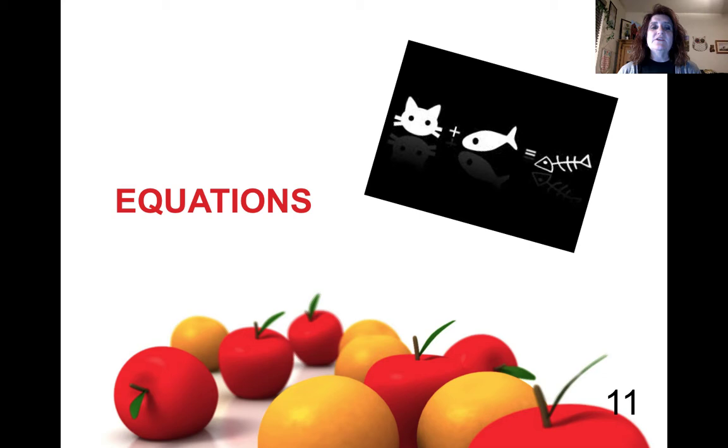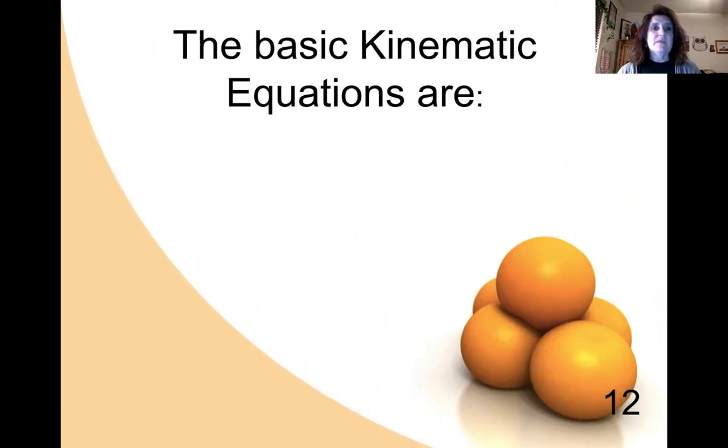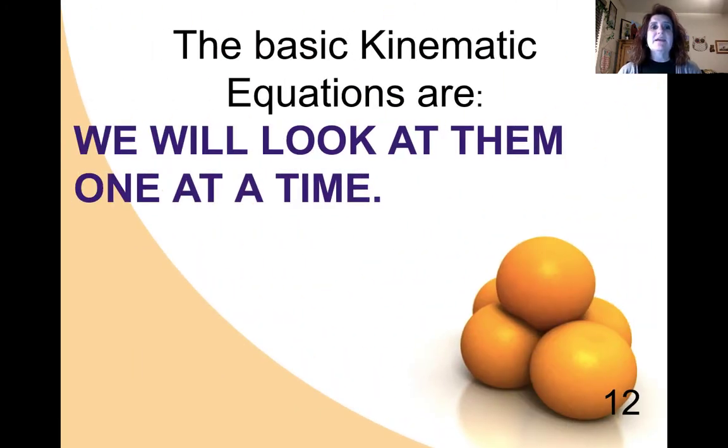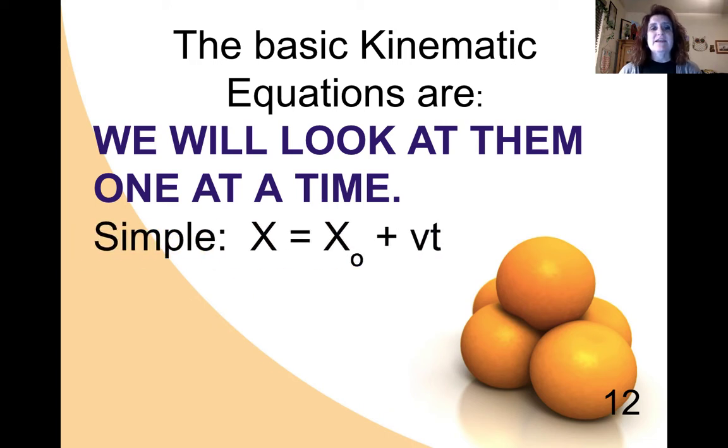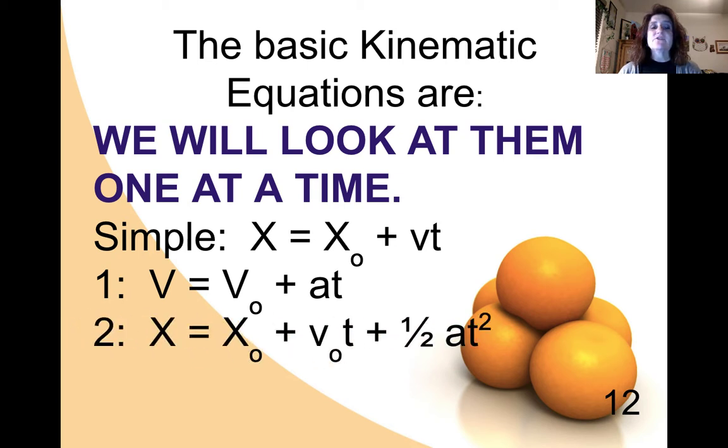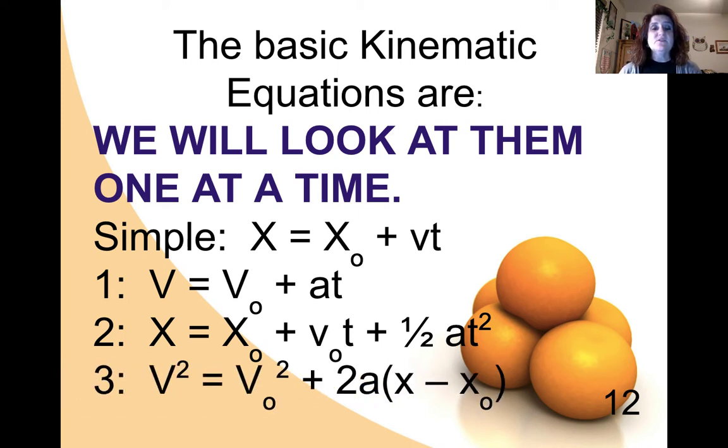Now let's look at the equations you're going to be playing with. These are the basic kinematic equations. We will look at them in detail one at a time, so you don't need to rush to get everything written down. Kinematic simple: x is equal to x naught plus vt. Kinematic 1: v is equal to v naught plus at. Kinematic 2: x is equal to x naught plus v naught t plus 1/2 at squared. And kinematic 3: v squared is equal to v naught squared plus 2a delta x, or x minus x naught.